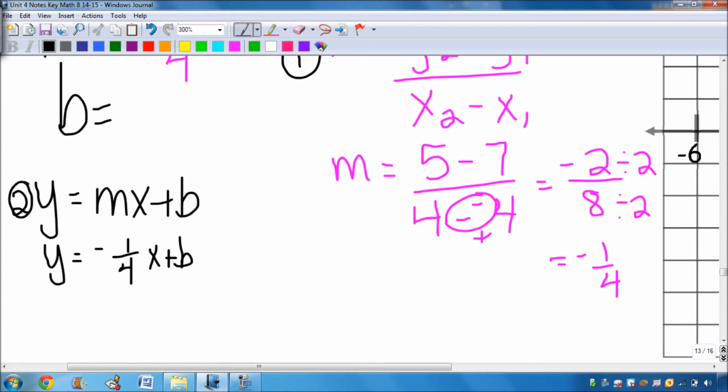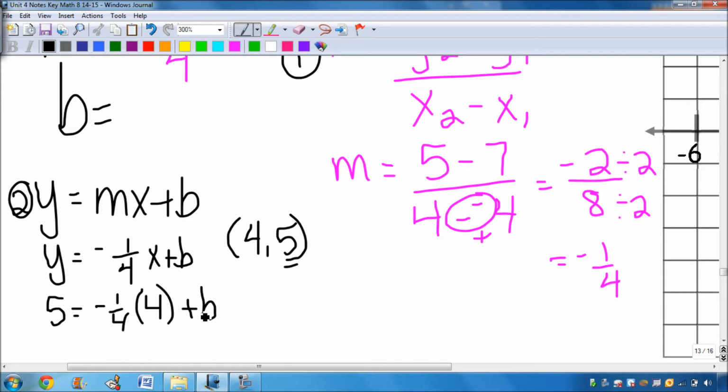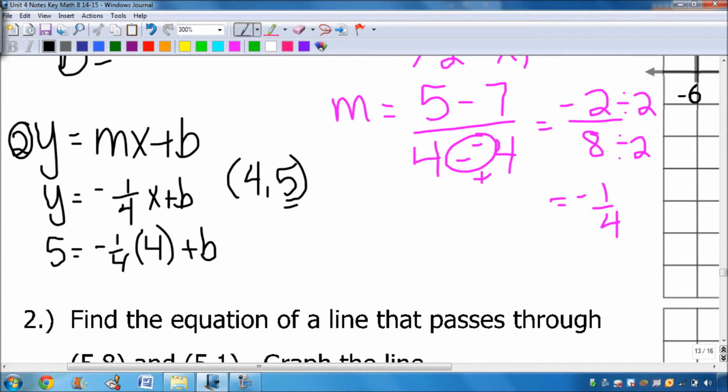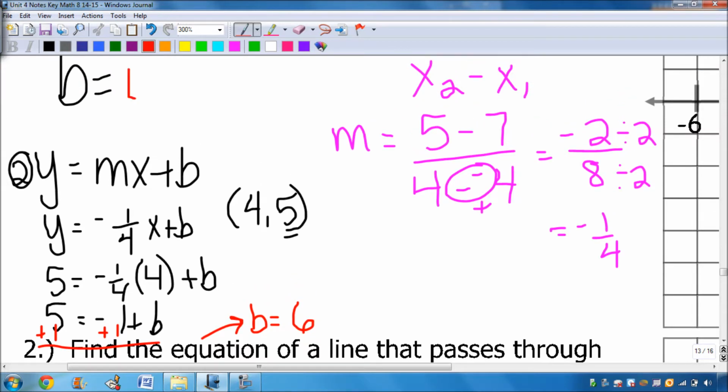So if I decide to use (4, 5), that's one of my coordinates, then instead of y, I'm going to replace it with 5. So I get 5 = -1/4, and then instead of x, I'm going to replace it with 4, plus b. Okay, so I end up getting 5 = -1/4 of 4, which is 1, so this is -1 + b. All I need to do now is add 1 to both sides, so you end up getting b = 6, because 5 plus 1 is 6. So this right here means that b is 6.